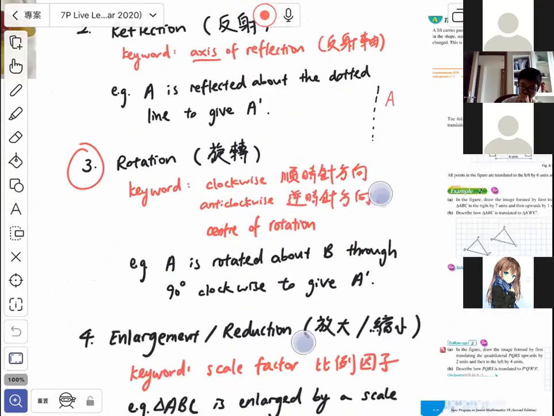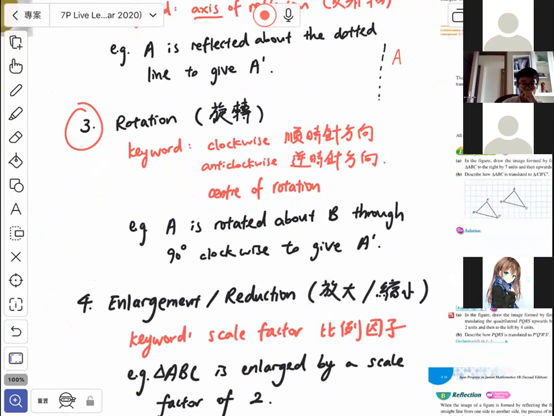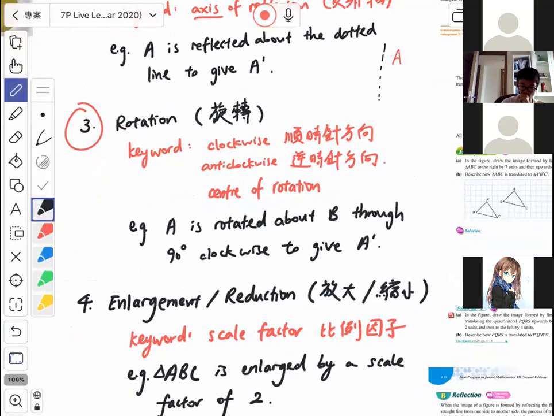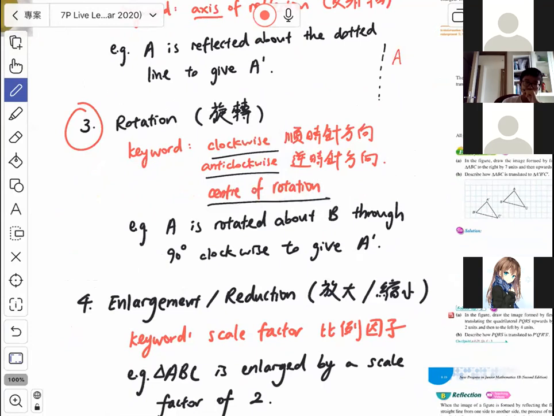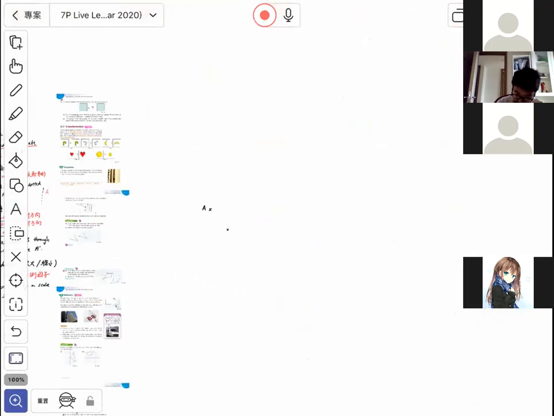Well, the third one is about rotation. Rotation, 旋轉. There are some keywords that you need to know. They include clockwise, anti-clockwise, because you have to specify the directions of the rotation. 順時針、逆時針. I believe all of you should understand what this means. And then center of rotation. At different centers of rotation, you should have different answers.